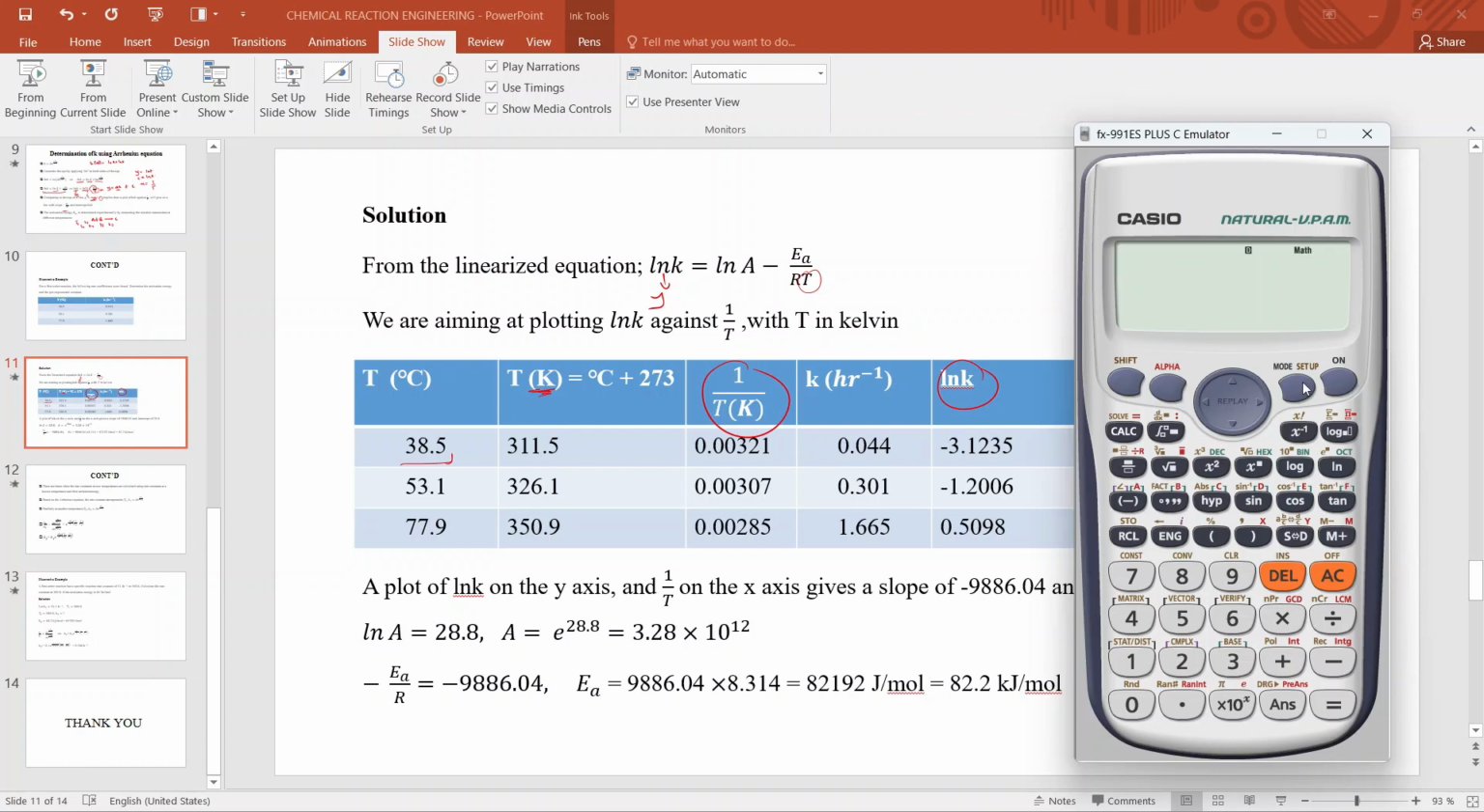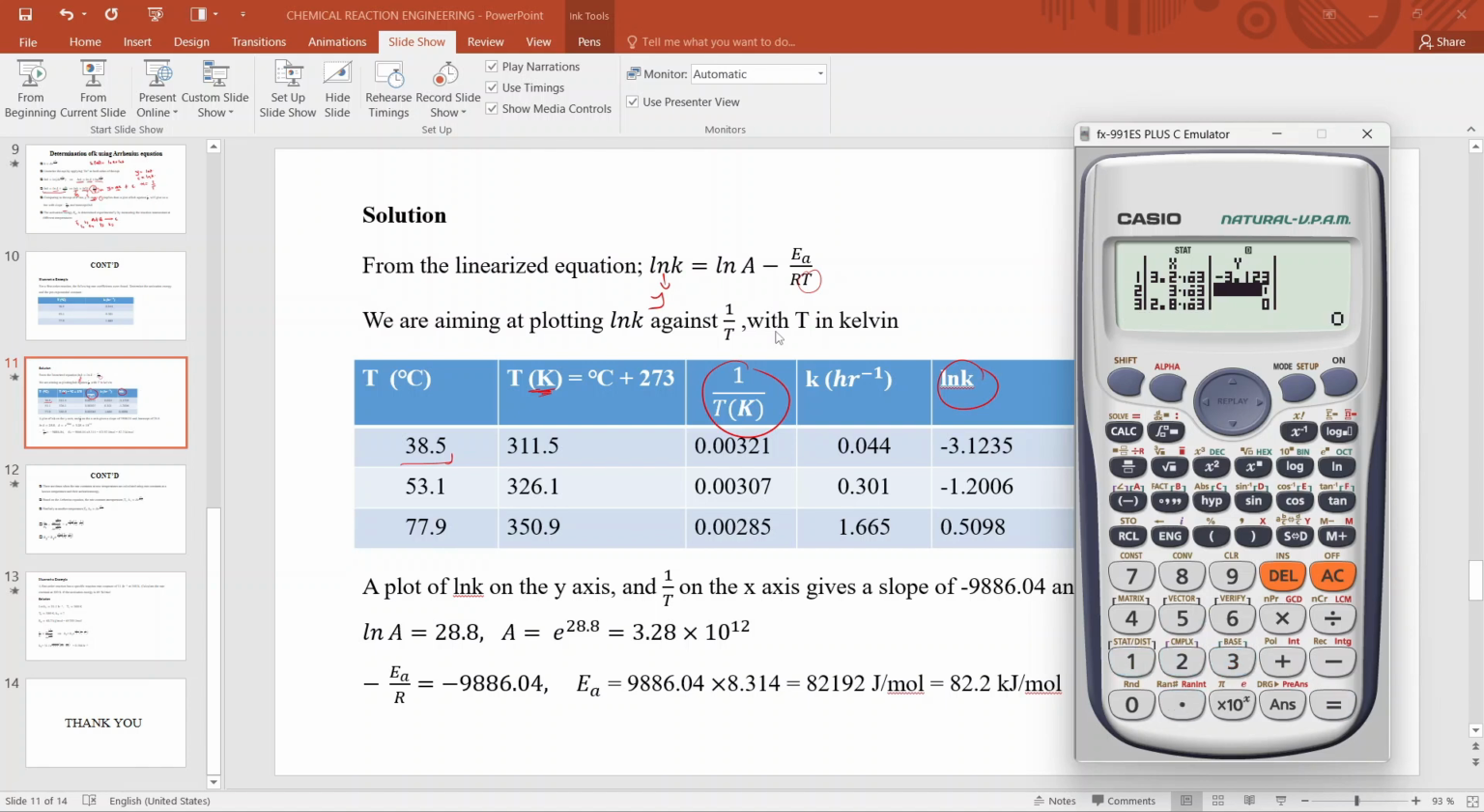So we go to mode, 3 stats, and then we go to 2. The 2 is A plus BX, that is the equation of a line. Our A is our intercept, our B is our slope, and then our X is our X values. So our X values are 1 over T: 0.0032, 0.00321, 0.00307, 0.00285, and then we move on to our Y values.